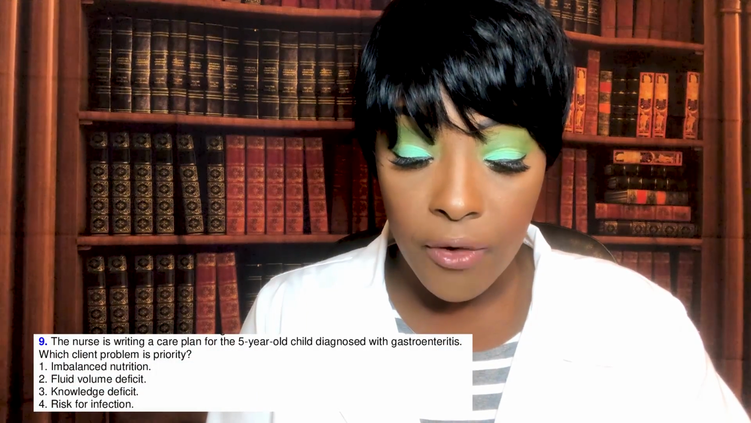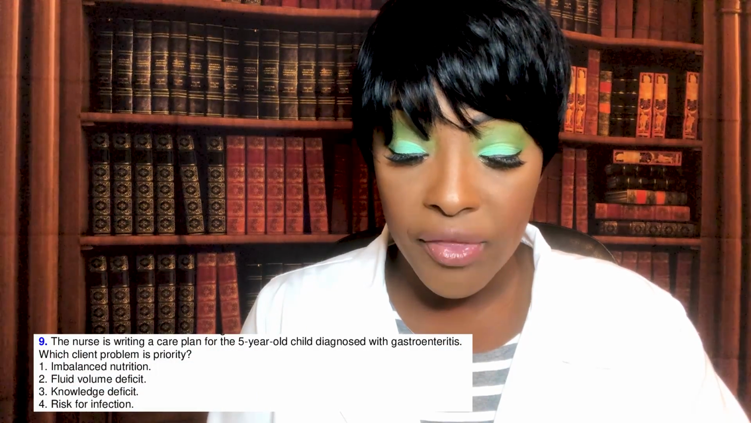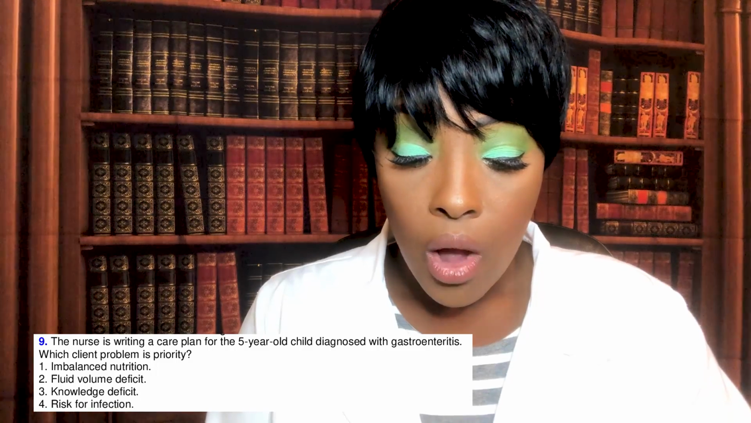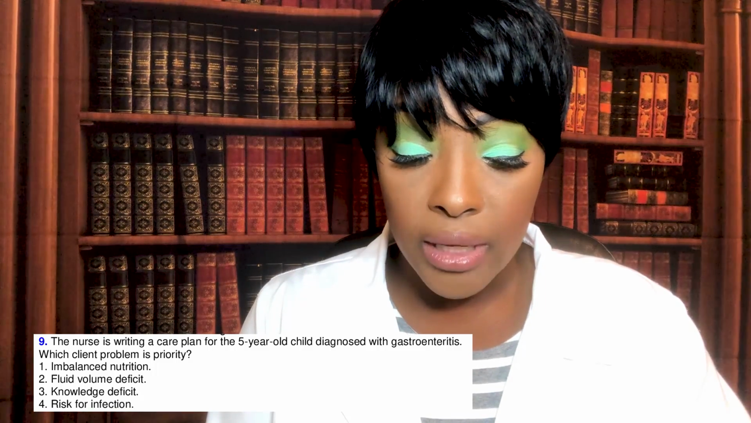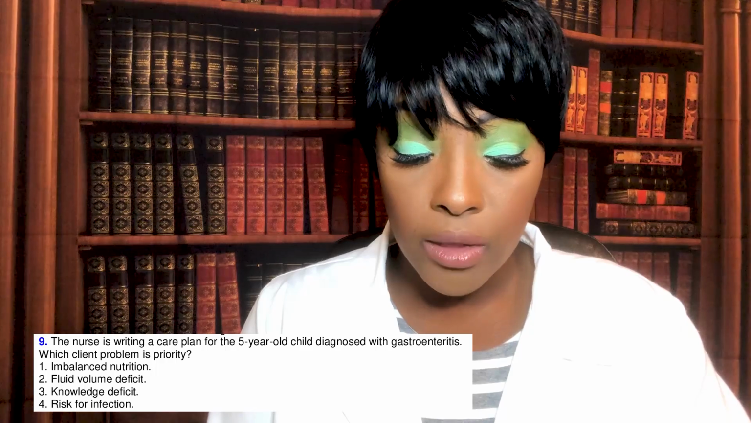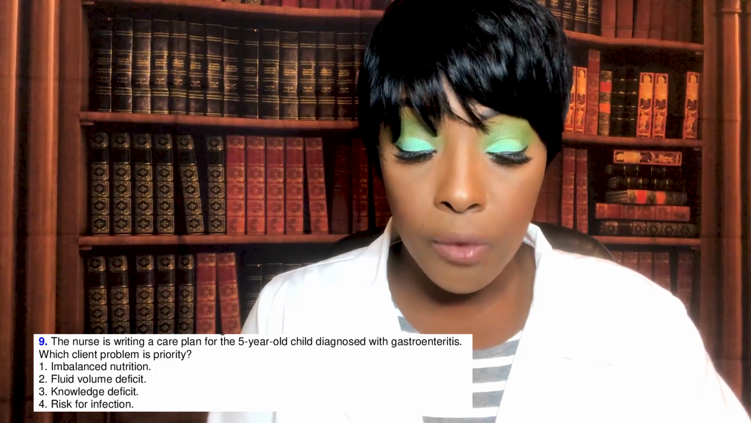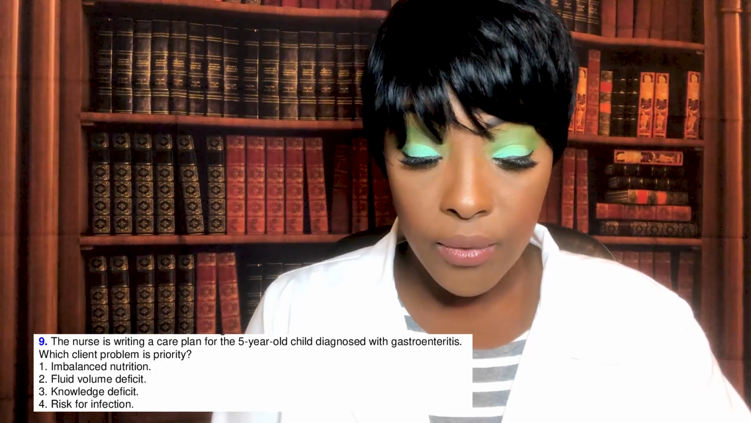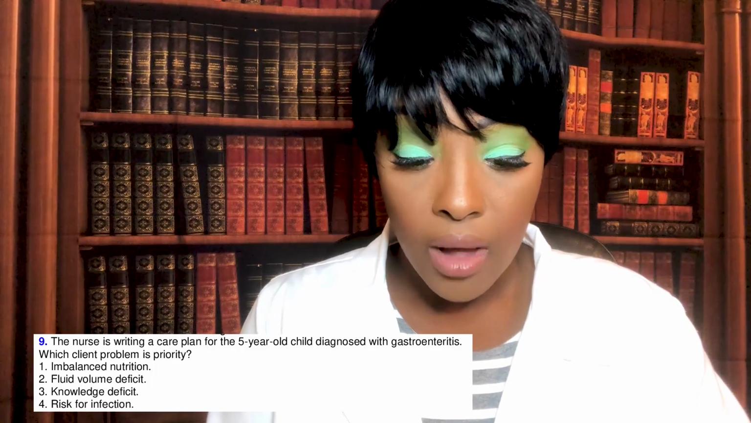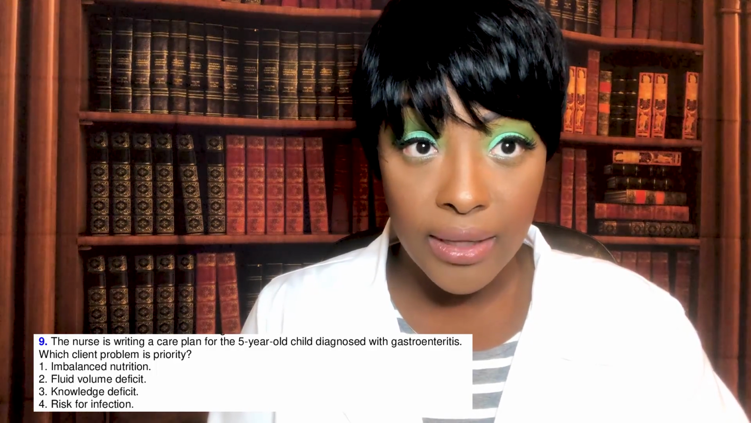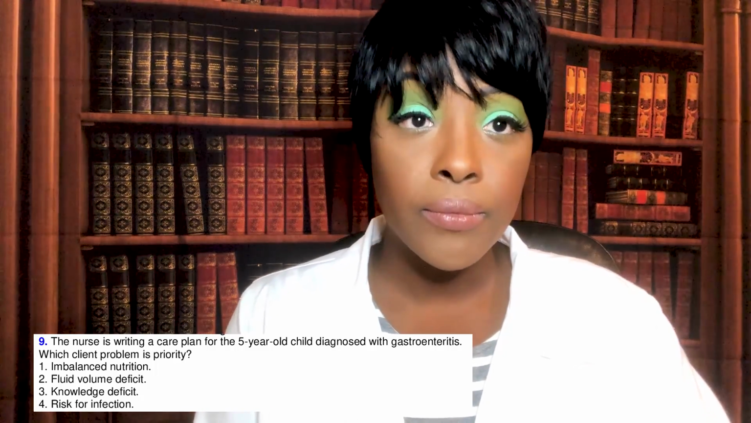Next question. The nurse is writing a care plan for the 5-year-old child diagnosed with gastroenteritis. Which client problem is a priority? 1, imbalanced nutrition. 2, fluid volume deficit. 3, knowledge deficit. 4, risk for infection. And I'll give you a moment to think of your answer.